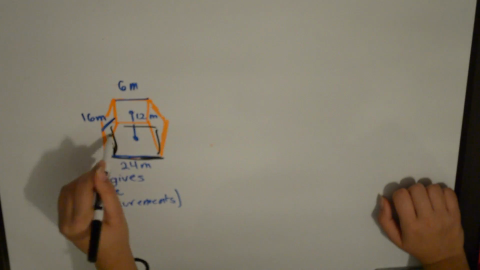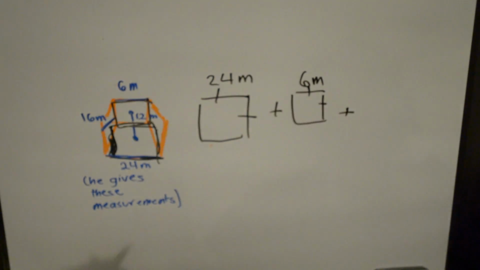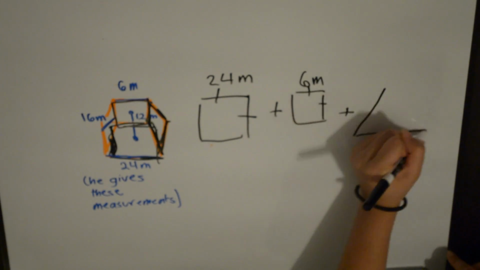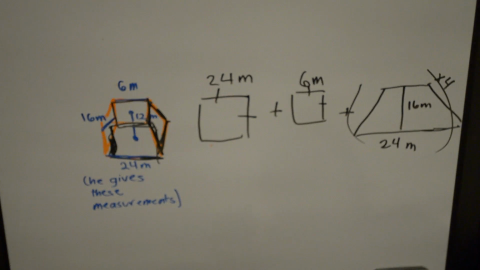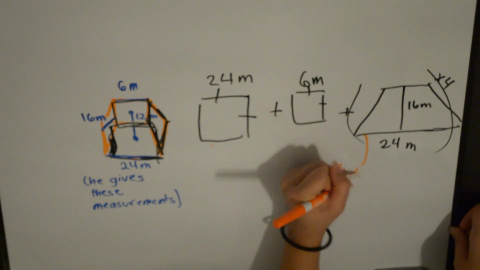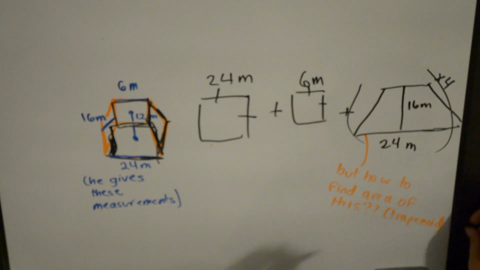To find the surface area of the frustum, we need to use the same basic concepts we use with the pyramid. And that's just to break down the shape. There's one square at the bottom with a side length of 24 meters, a smaller square on the top with a side length of 6 meters, and 4 trapezoids, each 24 by 16 meters.